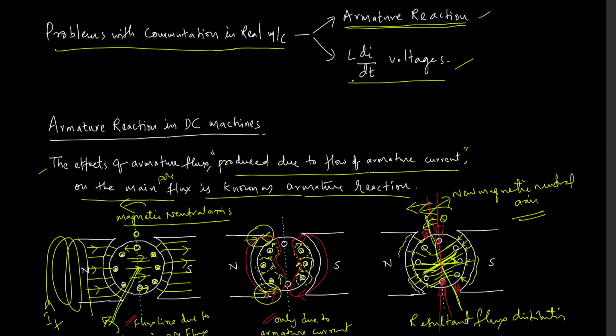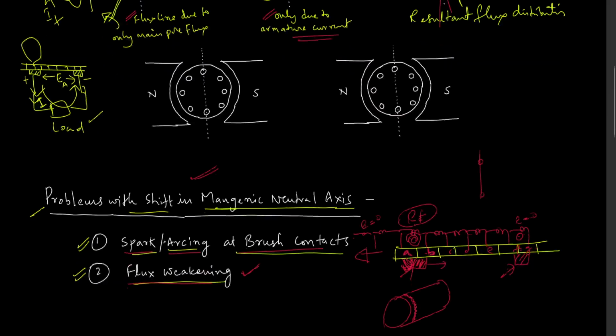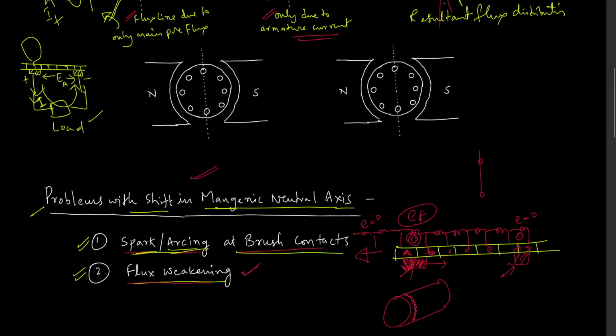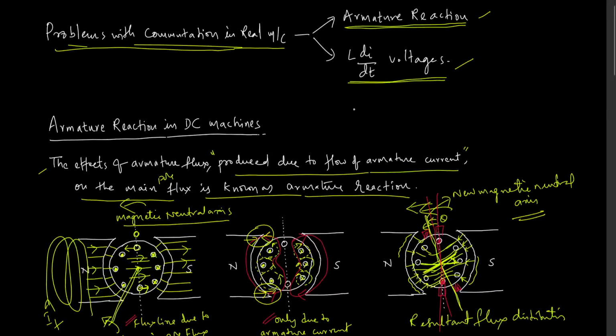Now what is the L di by dt problem? We are talking about the commutator problems. One is armature reaction, in which we have studied two things, sparking or arcing, and the overall flux reduction. Now we are talking about the L di by dt voltages. What are these L di by dt voltages? Let us come to the point.